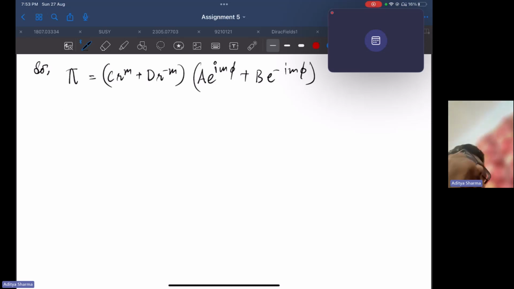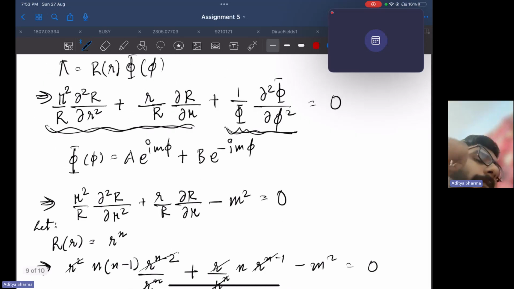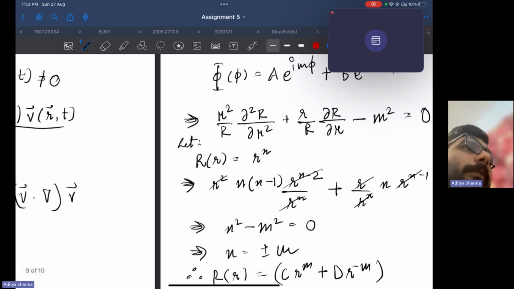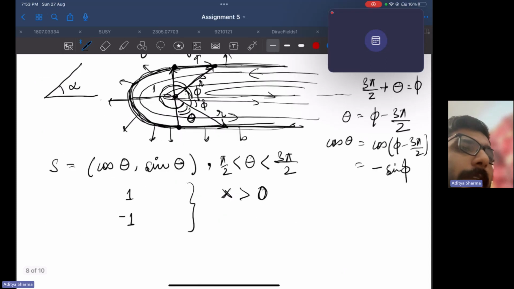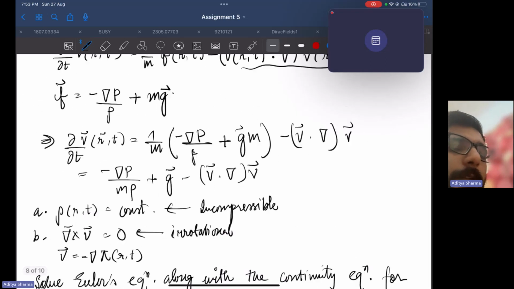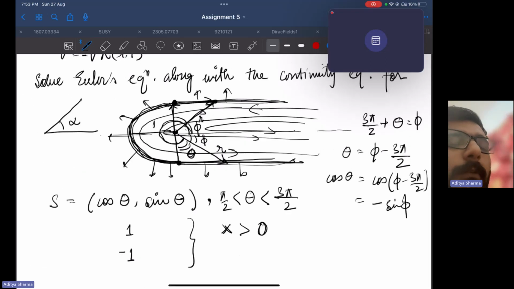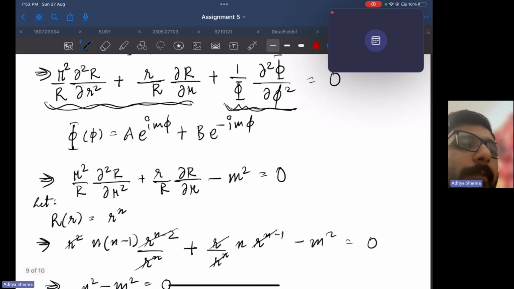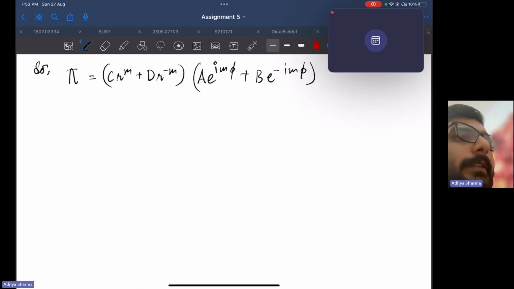Now the boundary conditions are on the velocity normal. The first thing is that at infinity the velocity should go to 0. We don't want it otherwise; we want to have finite energy.